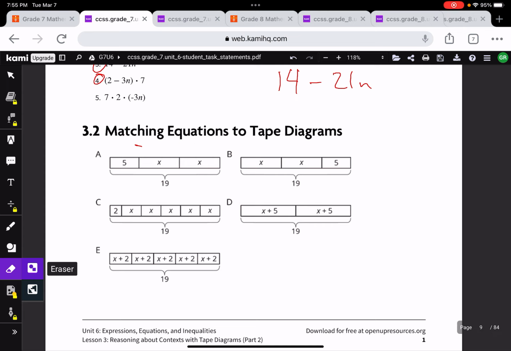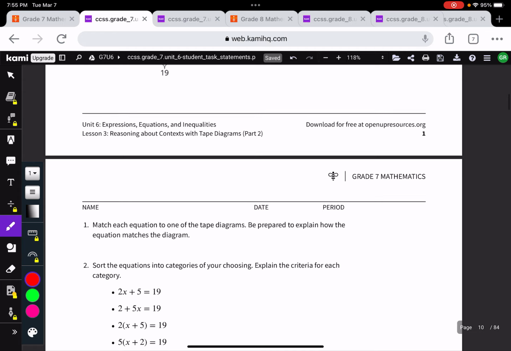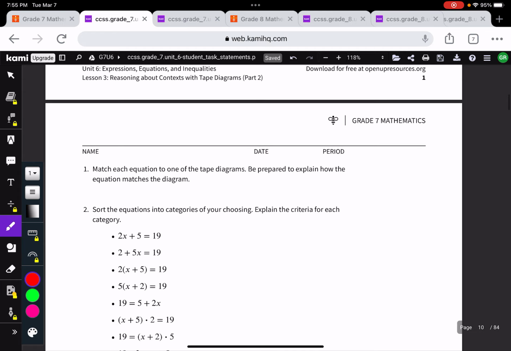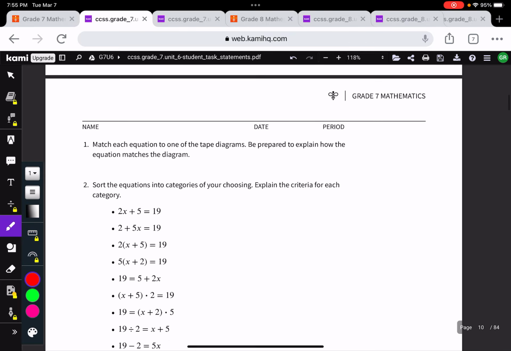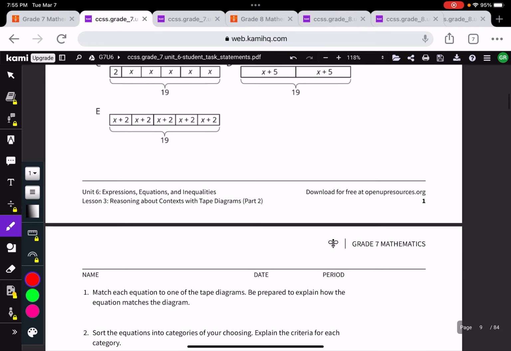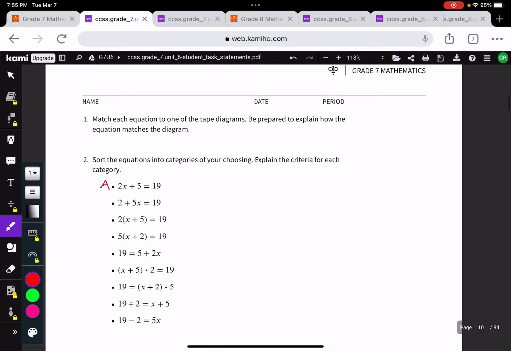Maybe we need to look at this and say, wait a second, let's see if we can abbreviate. How about 5 and this is the same as 2x is equal to 19. Is that down here? I don't see that, but I do see a 2x plus 5, which is the same as 5 plus 2x. So let's write A next to that one. 2x plus 5 equals 19. Is that the only one that works?